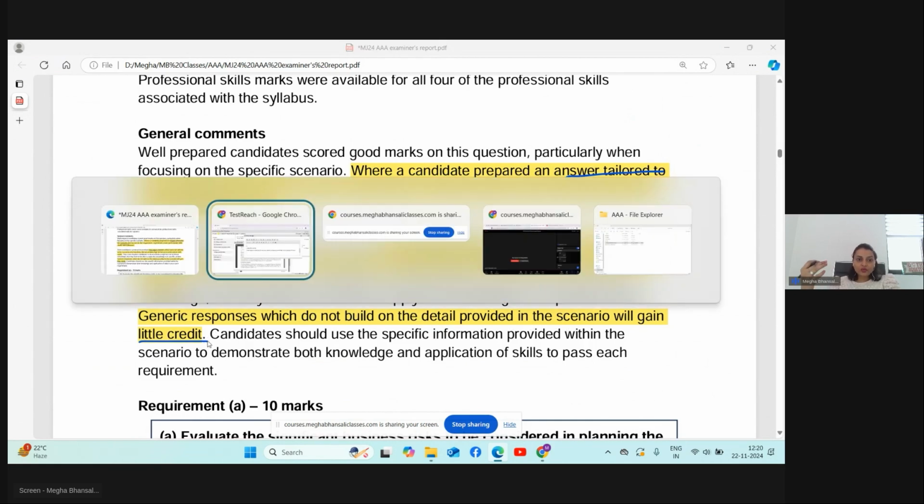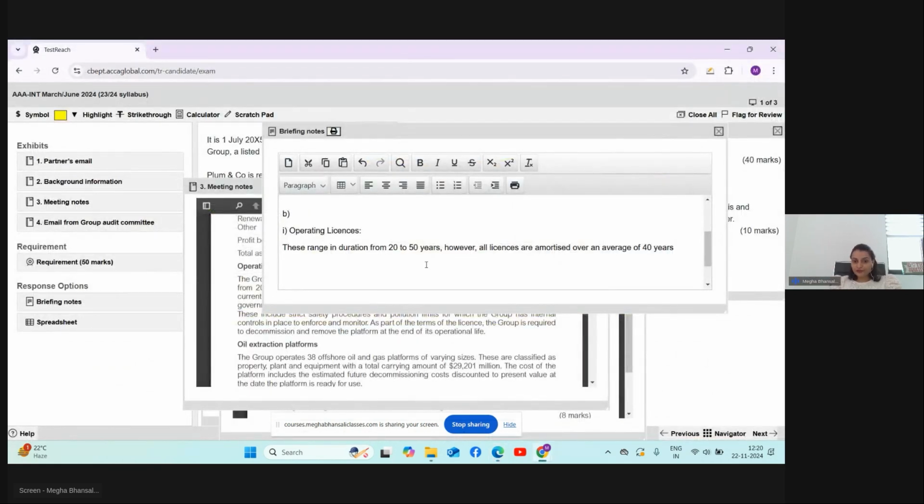To go back to our example, I'll give you an example of what is generic and what is very specific. A generic answer would be like: an asset has to be amortized over its economic useful life. In this case, the asset has been generally amortized over 40 years, therefore there's a risk. If something like this is written, it's a generic answer. How do you make it specific?